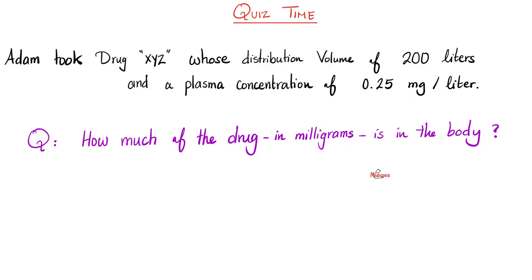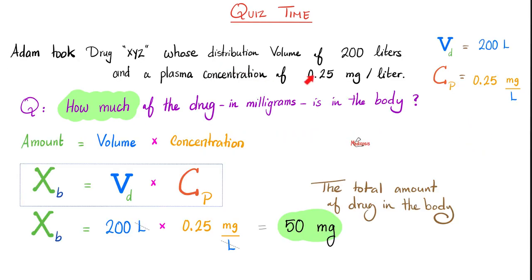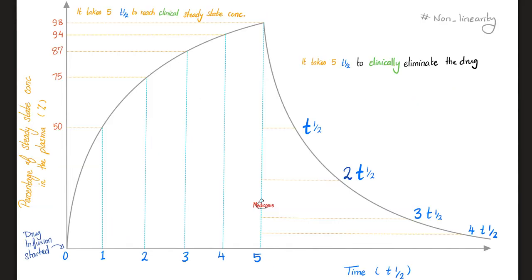Quiz time. Please read and pause. I know the volume of distribution. I know the plasma concentration. Can you give me the amount of the drug in my body? Sure. Volume times concentration. Boom, boom, boom. 50 milligrams. This is the total amount of drug in your body right now. Which takes us to the apotheosis of pharmacokinetics, one huge curve that has the entire story.